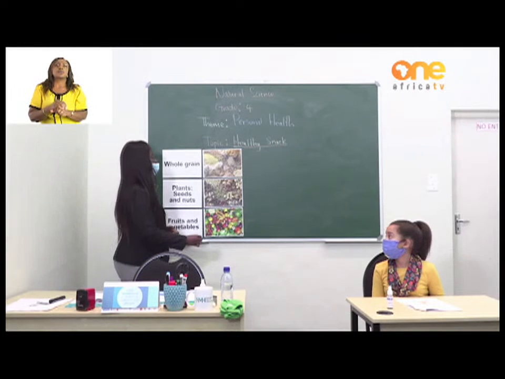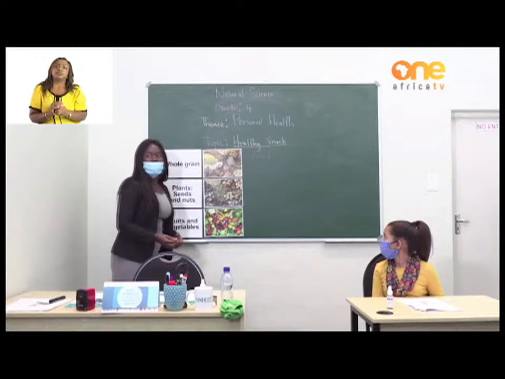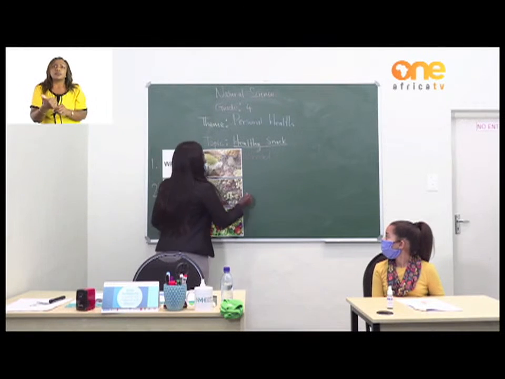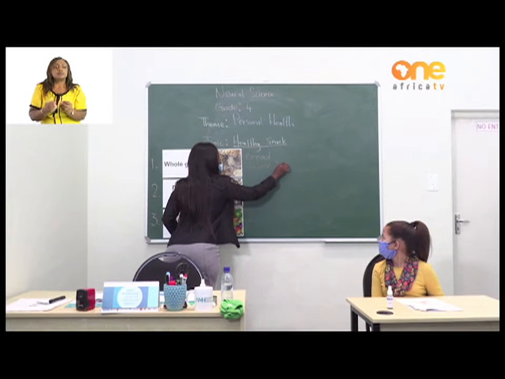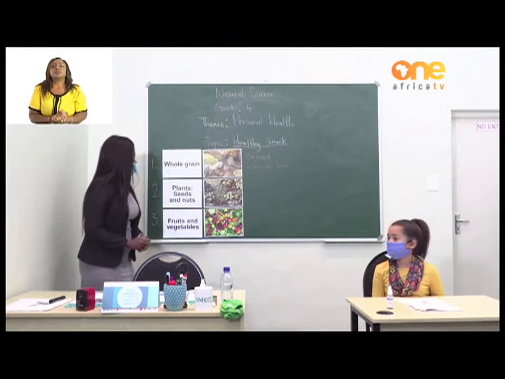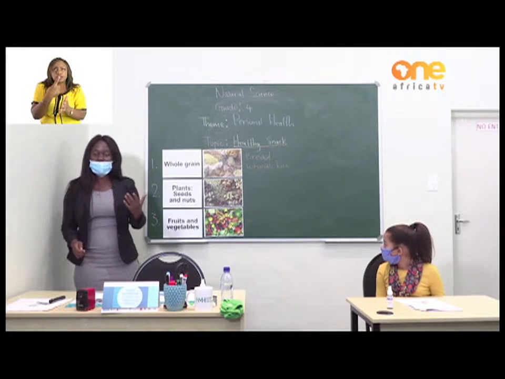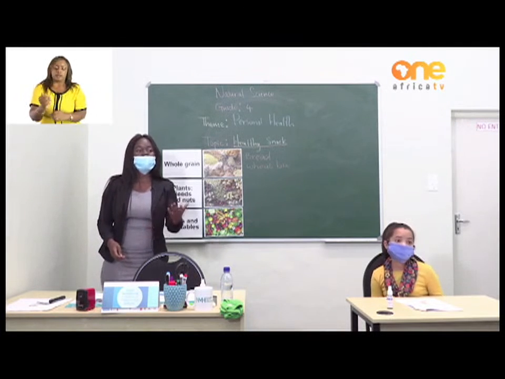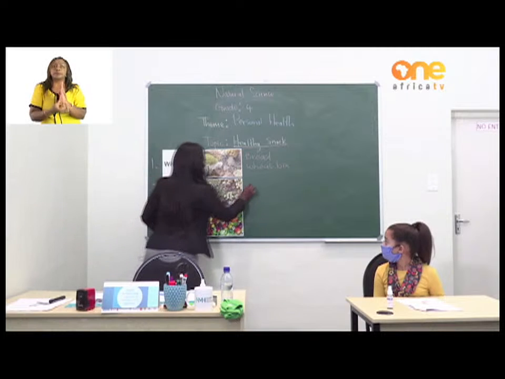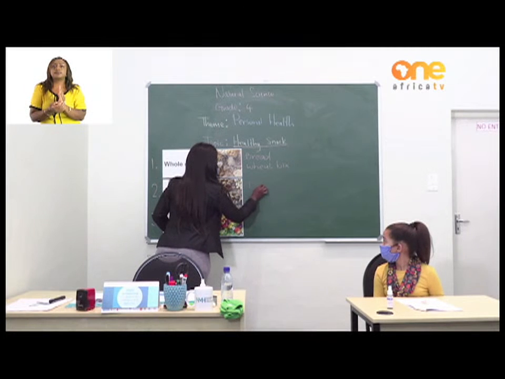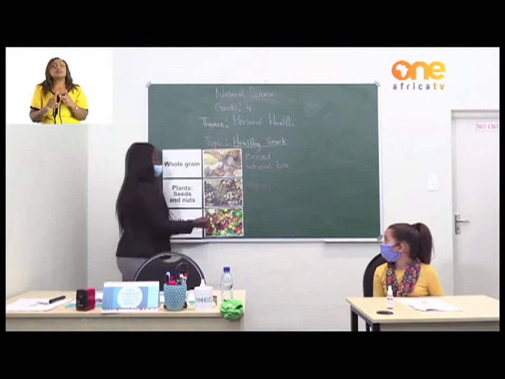We have bread. Bread is made from whole grain, as well as wheat bix. Good. Plants that are seeds and nuts. Think of any food that is made up of seeds or nuts. We have the beans. What else do we have? And then the peanuts.